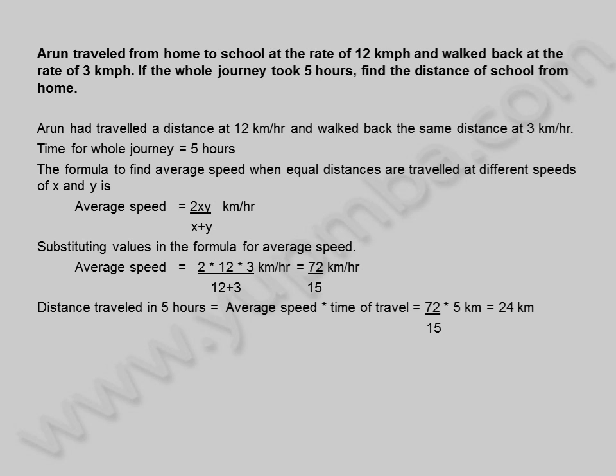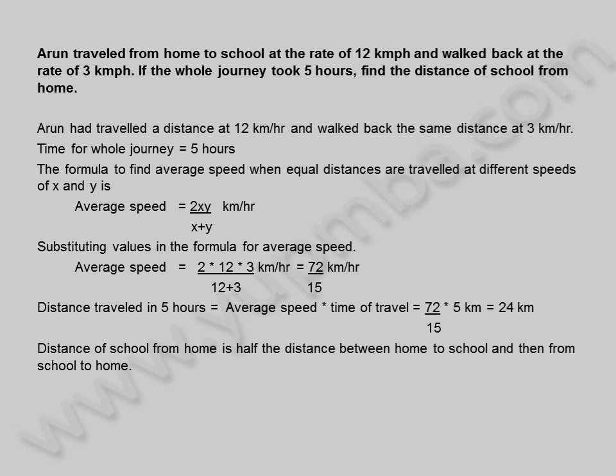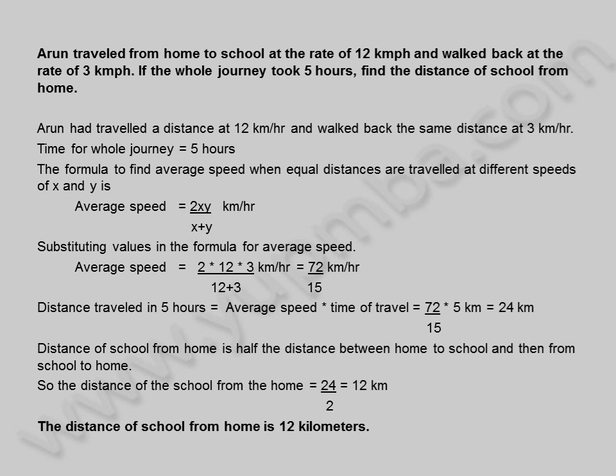Distance traveled in 5 hours is equal to average speed into time of travel, which is equal to 72 by 15 into 5 kilometers, which is equal to 24 kilometers. Distance of school from home is half the distance from home to school and then from school to home. So the distance of school from home is equal to 24 by 2, which is equal to 12 kilometers. The distance of school from home is 12 kilometers. Let us see another example.